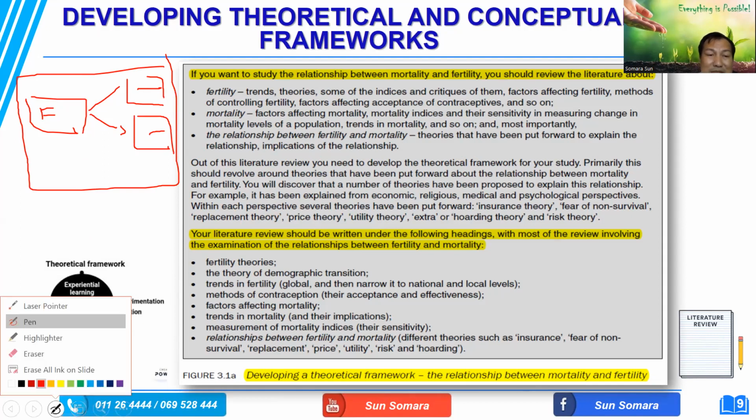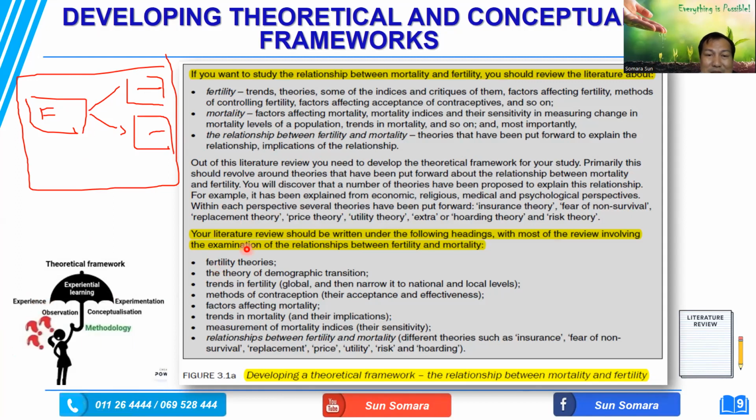So those things that they need to develop in here. And how do you get this one? You get this from reading the literature review, and then you will be able to draw. So which one is related to which one? Among the key terms or the theories in here, or the keywords in here.